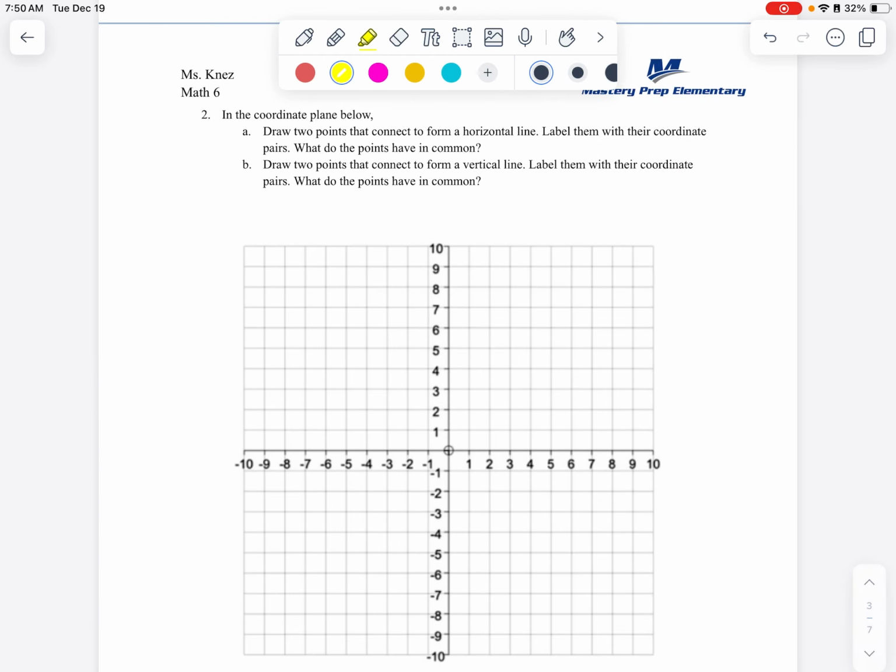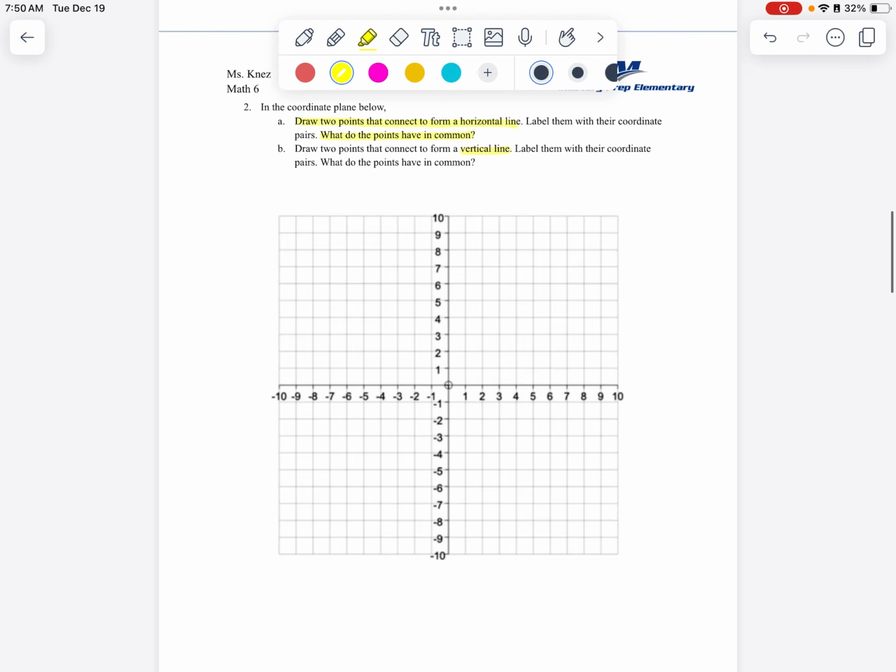On question 2, you're being asked to form your own vertical or horizontal lines. It says, in the coordinate plane below, draw 2 points that connect to form a horizontal line. Label them with their coordinate pairs. What do the points have in common? Same thing for B, but vertical.